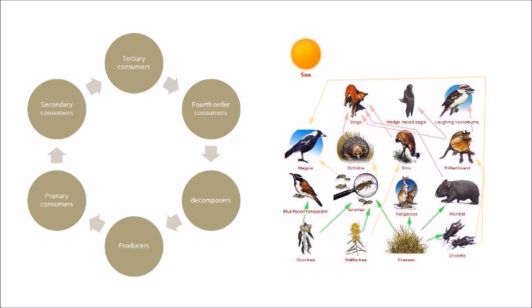And then in this image, we have tertiary consumers as well, like the dingo eating the echidna, or the kookaburra eating the lizard, for example.